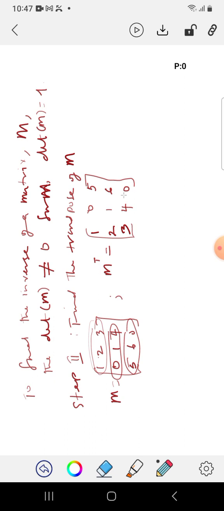Now step 3 is to find the adjugate or the cofactor. So step 3, find the cofactor of M transpose. So we find the cofactor of M transpose. All right, let me clear the screen again.